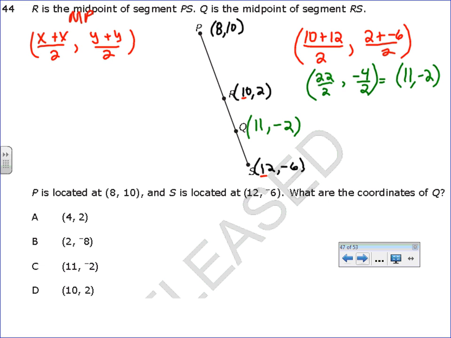Oh, I'm sorry, guys. I jumped a step. I already knew R because I did the midpoint on that one first. I knew something was off. When they said R was the midpoint, I should have done this first.